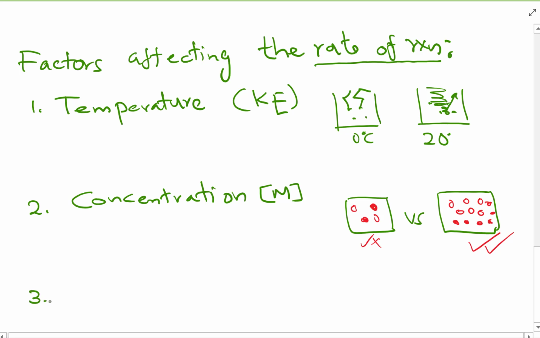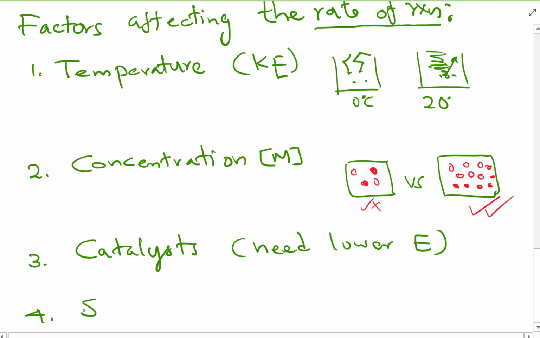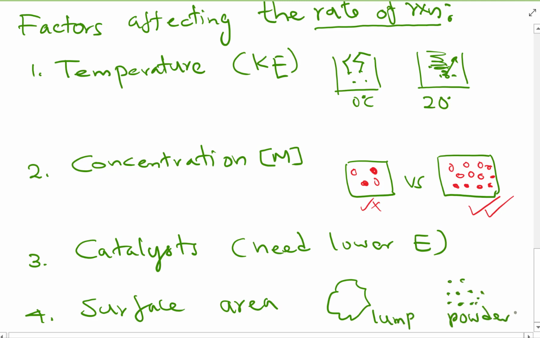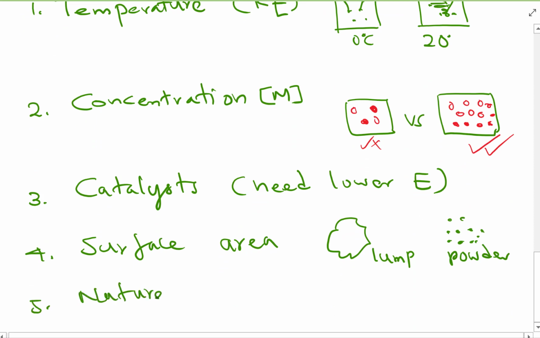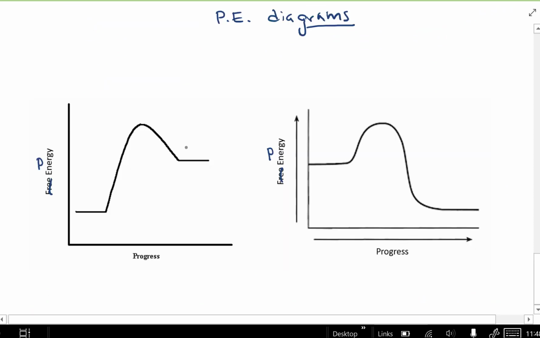Now the third one is actually catalysts. Catalysts I will discuss in detail later, but a catalyst is some magic piece you put there to lower the energy level and things happen faster, right? Now the other one, surface area, only for solids, right? If you have a lump versus powder, powder will react faster, right? That's for heterogeneous systems. Now the other one, it's a really weird one, the nature of chemicals. That means water versus HCl. Of course, you can drink water, you can't drink HCl, right? Or you can spill water, but you can't spill HCl. It'll burn the desk, right?